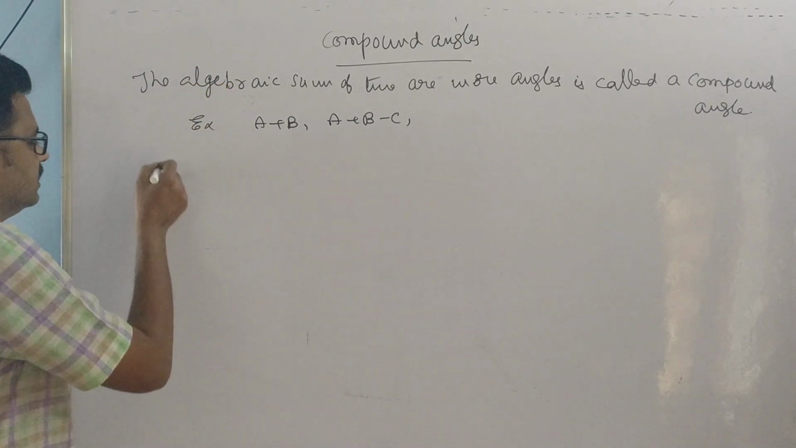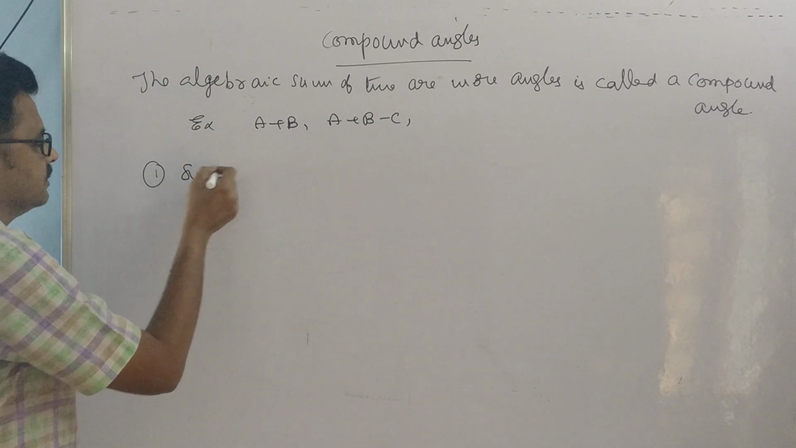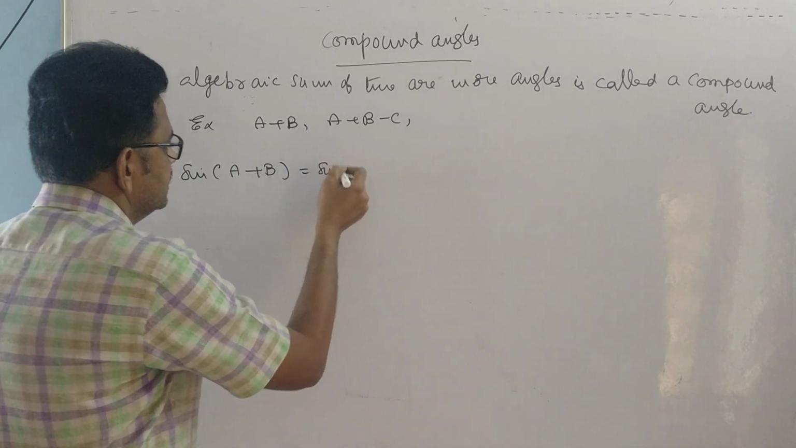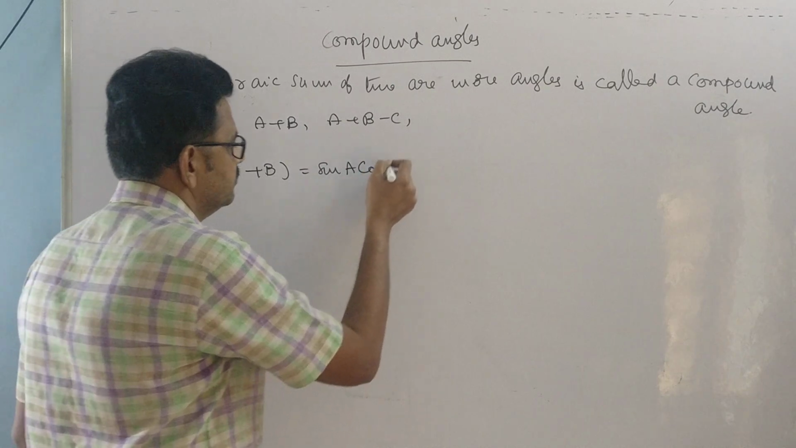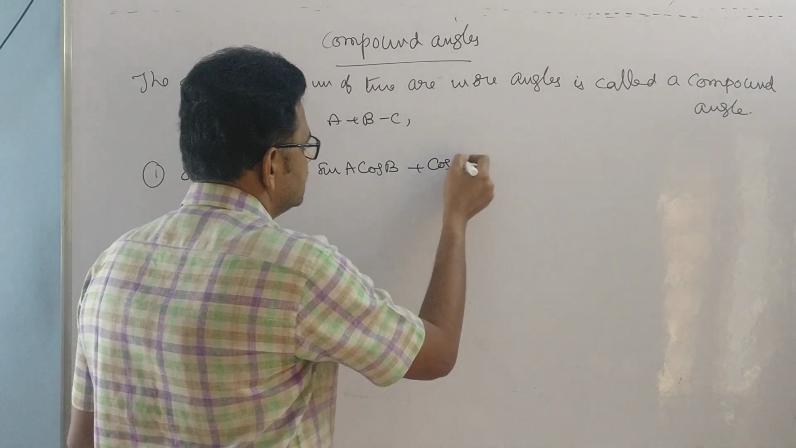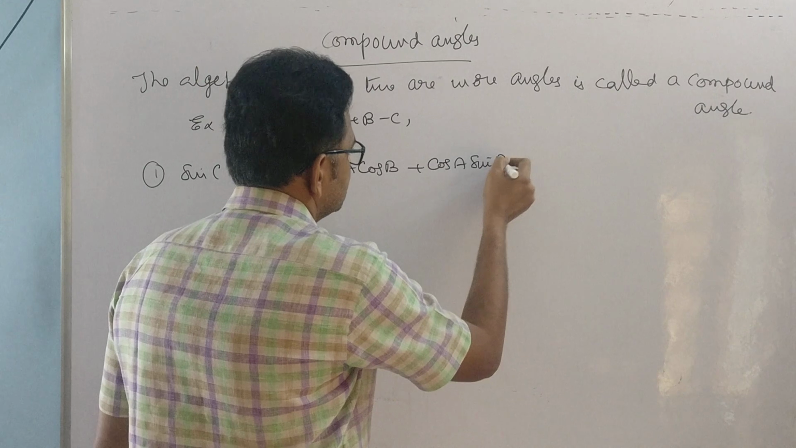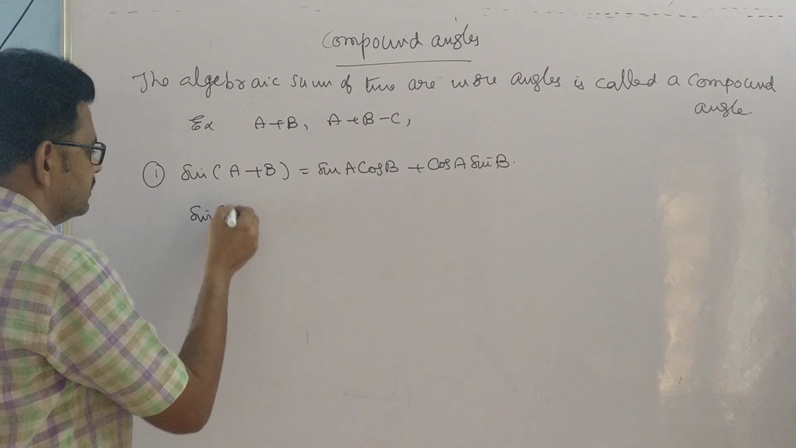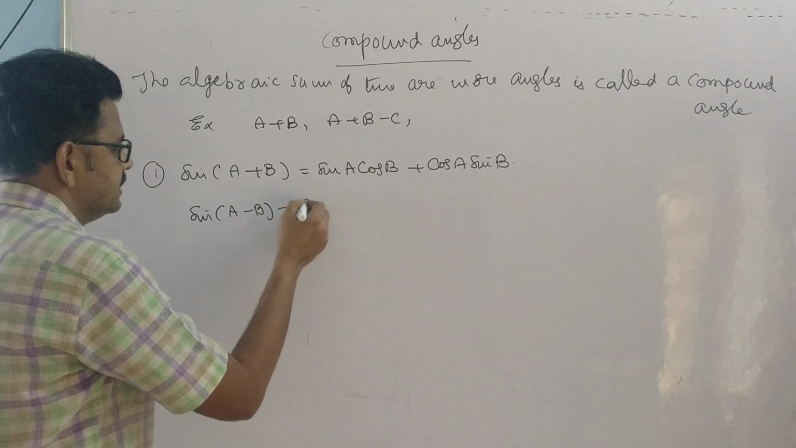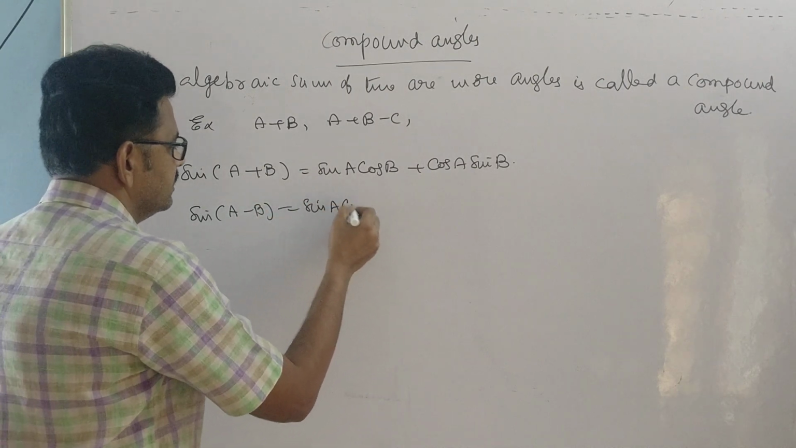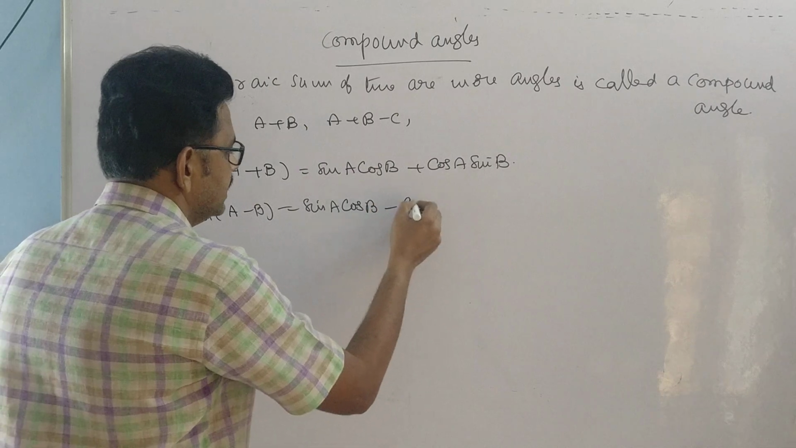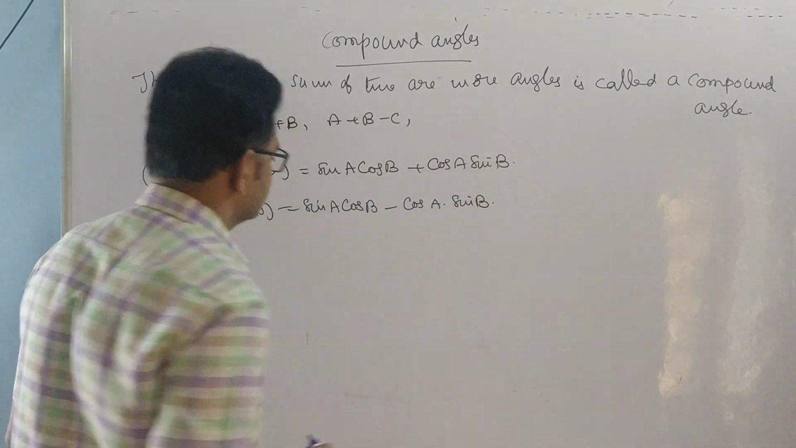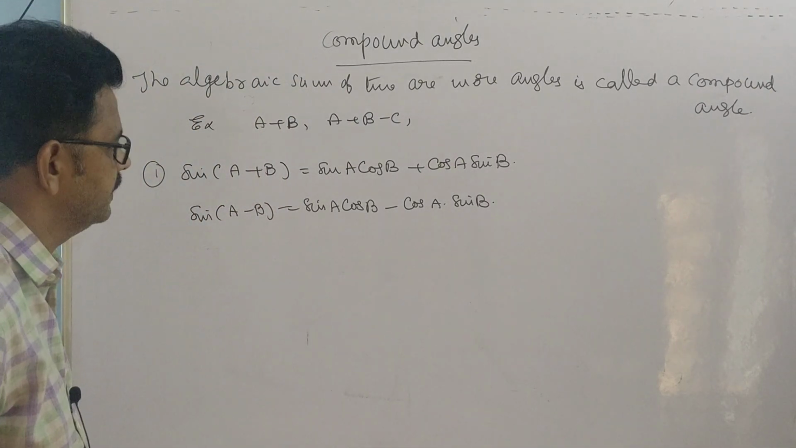Now we know all the formulas. Sine of a plus b is sin a cos b plus cos a sin b. And the sine of a minus b is equal to sin a cos b minus cos a into sin b.